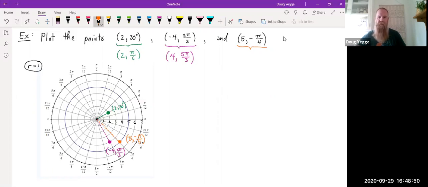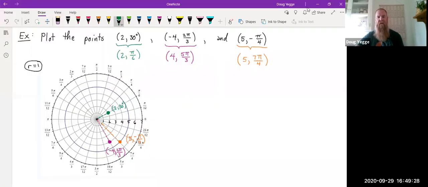We could also write this, if we would like to, as 5 and 7 pi over 4, which would simply show us the exact same point, because I'm starting at the positive x-axis and rotating around counterclockwise. So each of those individual points are nothing more than just a distance away at a given angle on our concentric circles.